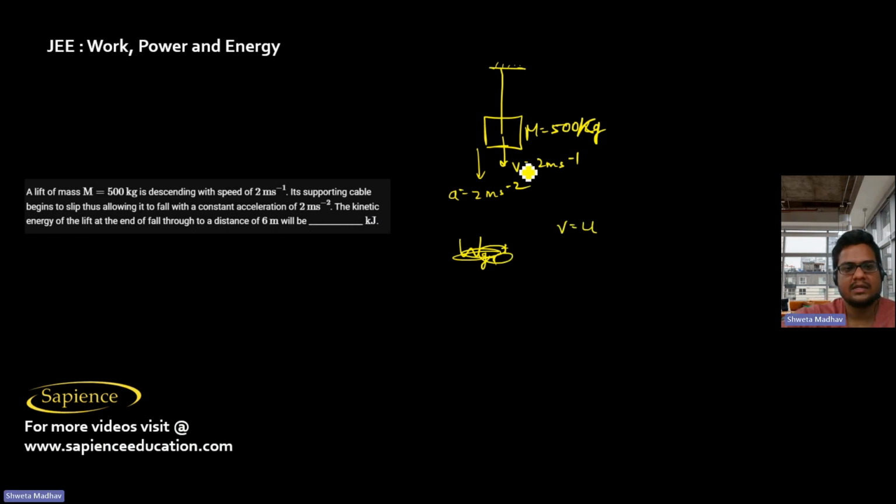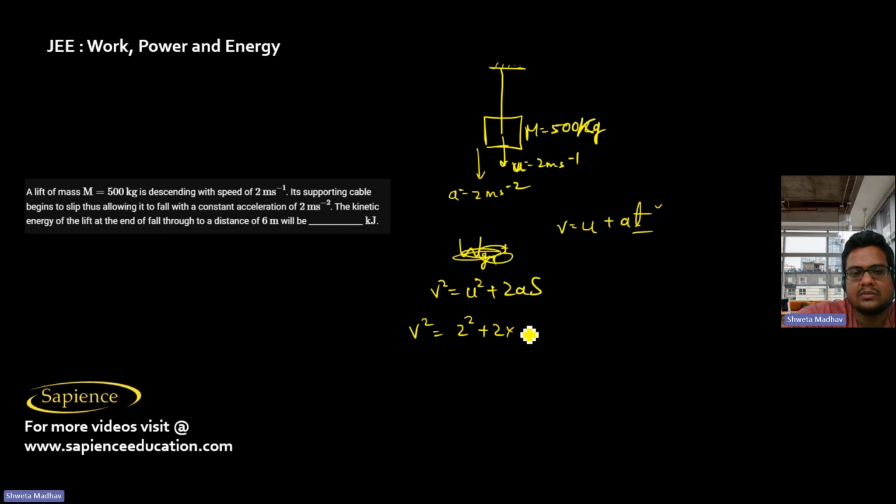V is equal to U plus AT. It is descending with the speed V equal to U plus AT. Or you can say V square equal to U square plus 2AS. Since here time is not told, here the distance is told. So V square will be equal to U square, 2 square, plus 2 into S, S is 6. So 4 plus 4 sixes are 24, it is equal to 28. So V will be equal to, 4 sevens are 28, so 2 root 7 meter per second.